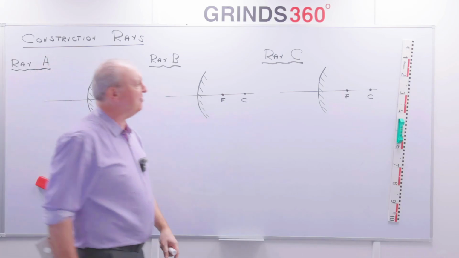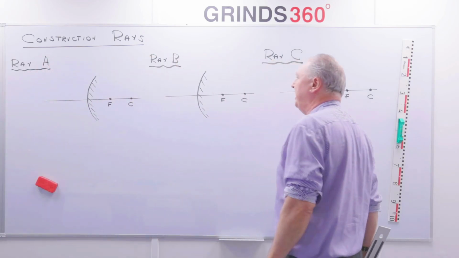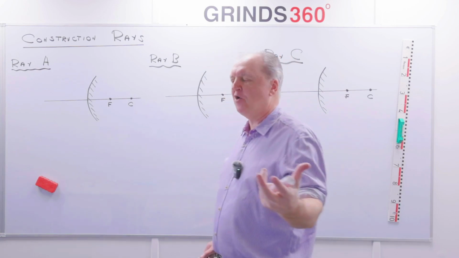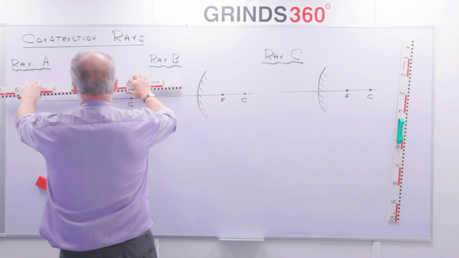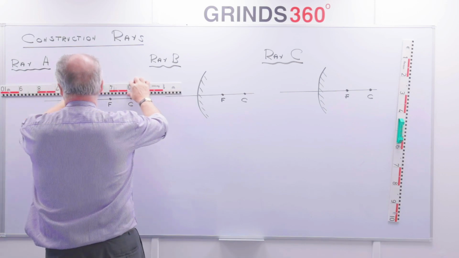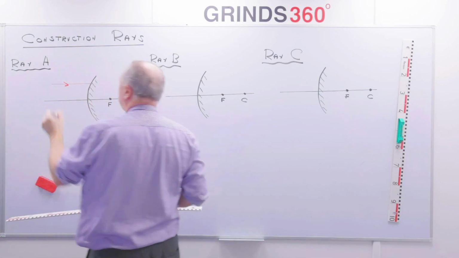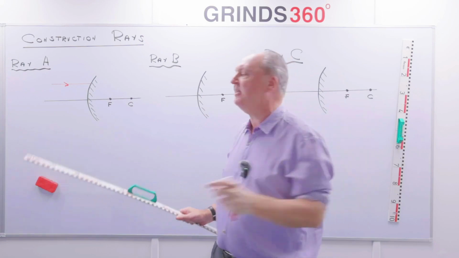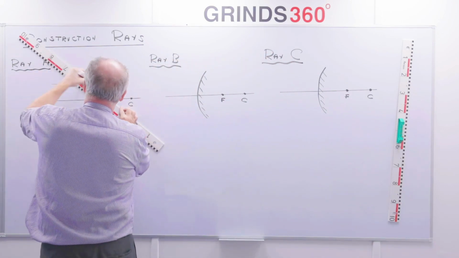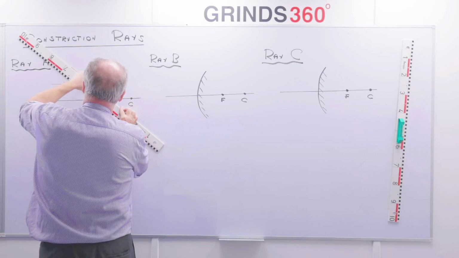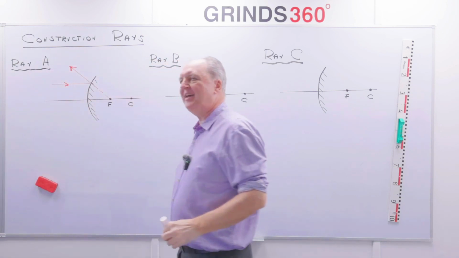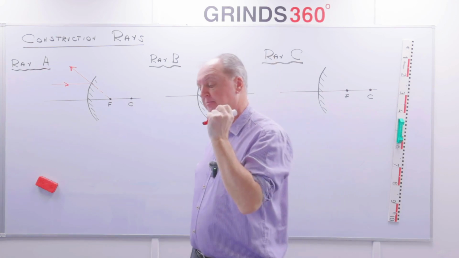So I'm going to look at 3 construction rays, A, B, and C. Well, what's the first one? The first one is what we've already said. A ray of light parallel to the principal axis. What will happen to it? It will be reflected as if it came from the focus. That's ray A, your first ray.